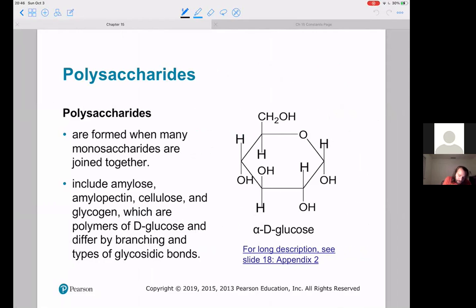Okay, so we're going to talk about each one of these: amylose, amylopectin, cellulose, and glycogen. We're going to learn a little bit about each of them. The good news is they are all polymers of D-glucose. So the same sugar is being used in all of them.